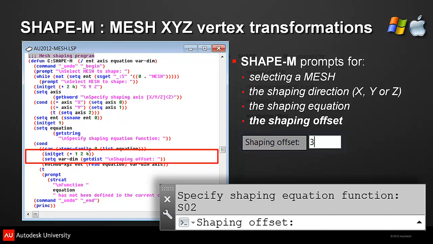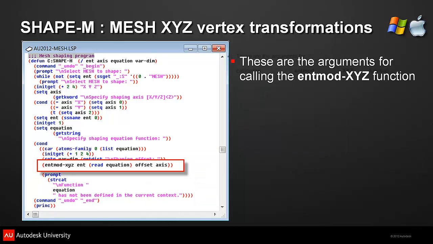Finally, it will prompt for the shaping offset. This is the target distance between the maximum and minimum calculated values. This value will be used for scaling the transformation in the selected direction.